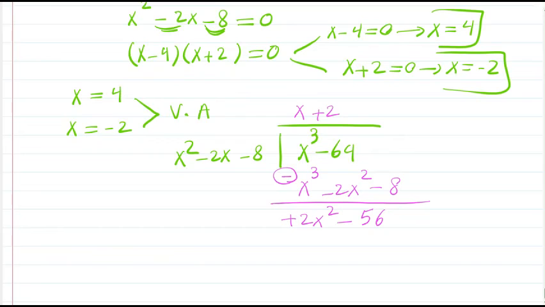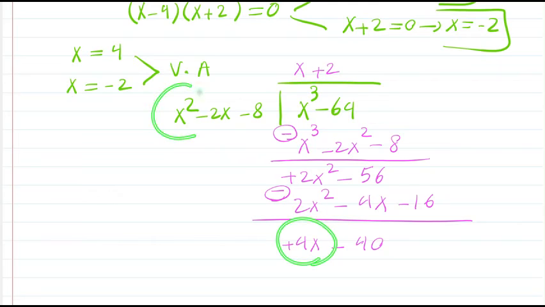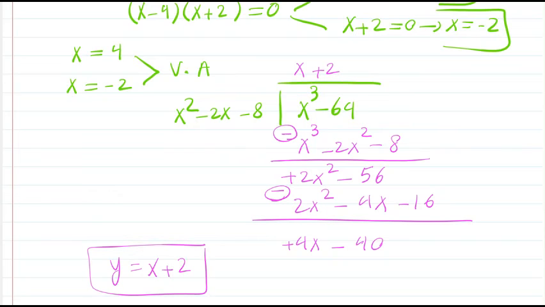which becomes 2. Multiply 2 by each term here. 2 times x squared, 2 times negative 2x, 2 times negative 8. And do the subtraction. The remaining is positive 4x and negative 56 plus 16 is negative 40. And I cannot continue. Why? Because we cannot divide 4x by x squared. So this is the remainder part, and this is the oblique asymptote. y equals x plus 2 is the oblique asymptote for this function.